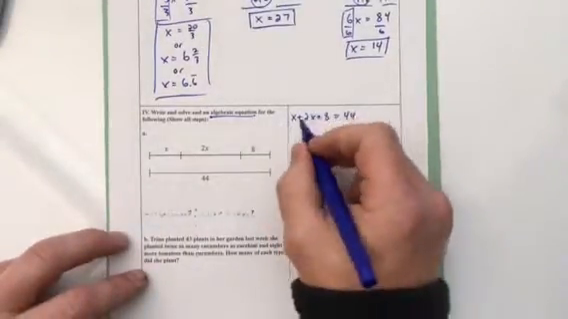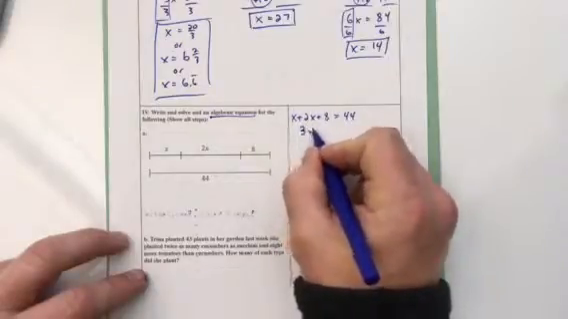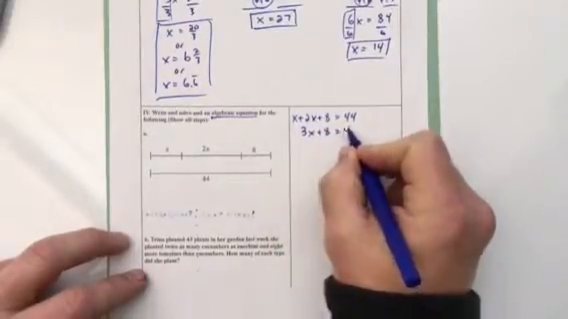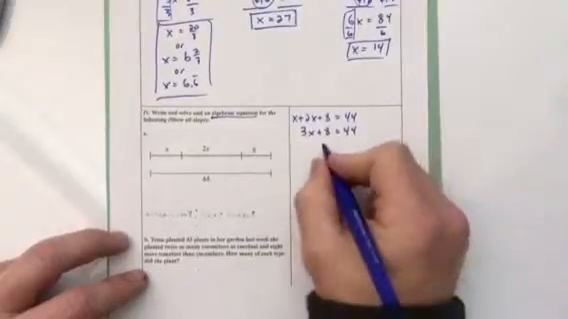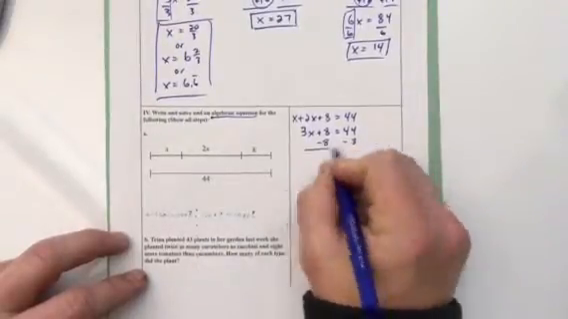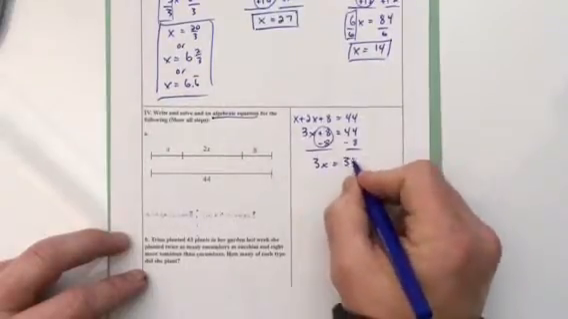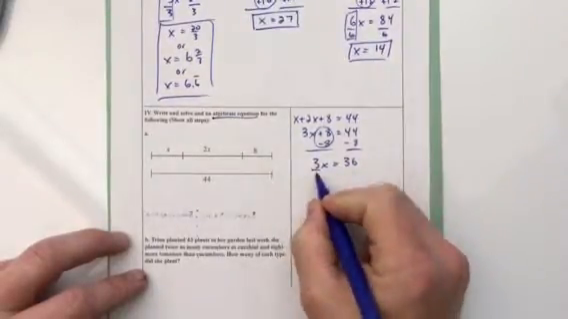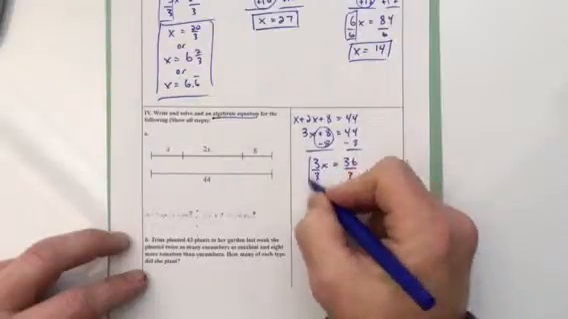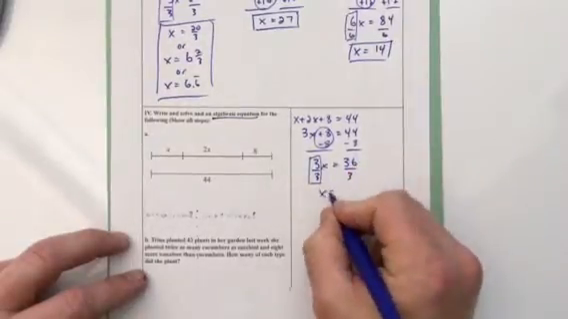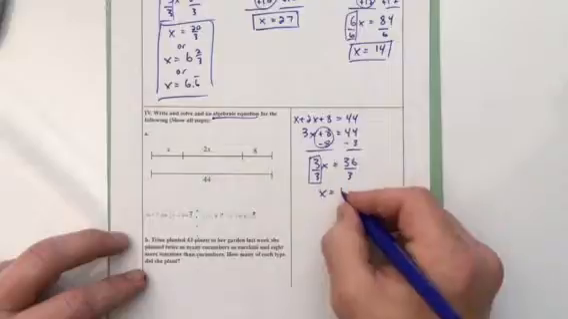Now I'm going to combine like terms. X plus 2x is 3x, plus 8 equals 44. Subtract 8 from both sides. I get 3x equals 36. Divide both sides by the coefficient, which is 3. That becomes 1 times x is x. 36 divided by 3 is 12.